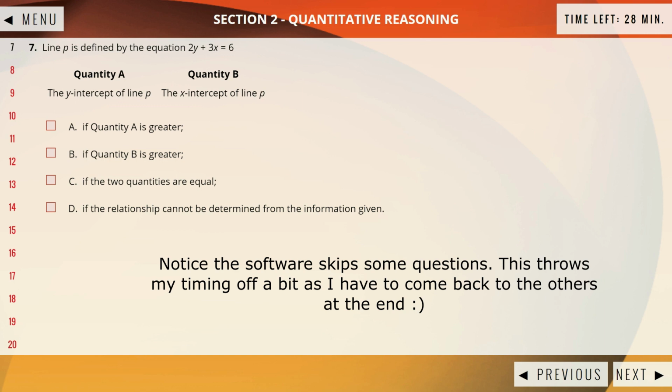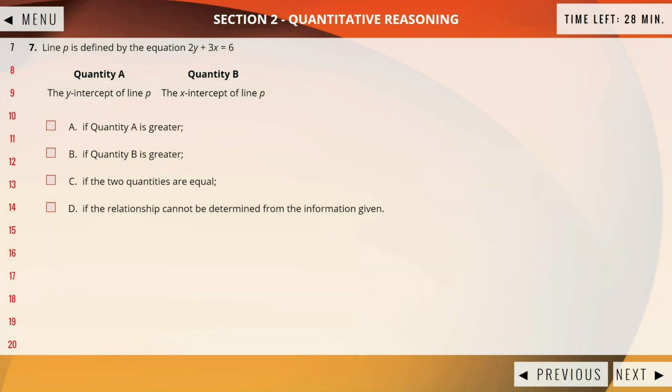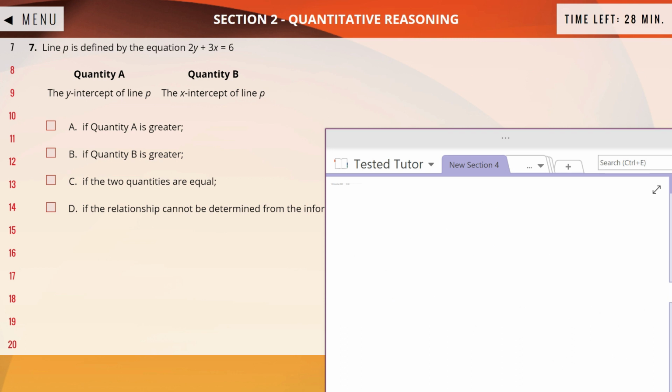Line P is defined by that equation. The y-intercept of the line. Okay, so that's fine. We just rearrange it. Actually, move the 3x across first: 6 minus 3x, divide by 2. Y equals 3 minus 3 over 2x. So the y-intercept is the 3, and the slope is the minus 3 over 2. So the y-intercept is 3.